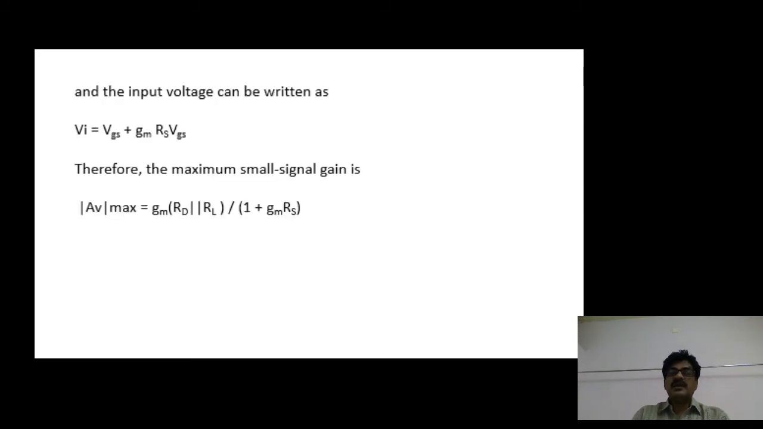Then at the input, the input loop equation is Vi equal to VGS plus GM RS into VGS. Therefore, substituting, VGS is Vi divided by 1 plus GM RS. Substituting this VGS in the VO equation, you can get the maximum voltage gain. The maximum voltage gain is GM (RD parallel RL) divided by 1 plus GM into RS. So this is the maximum gain possible.